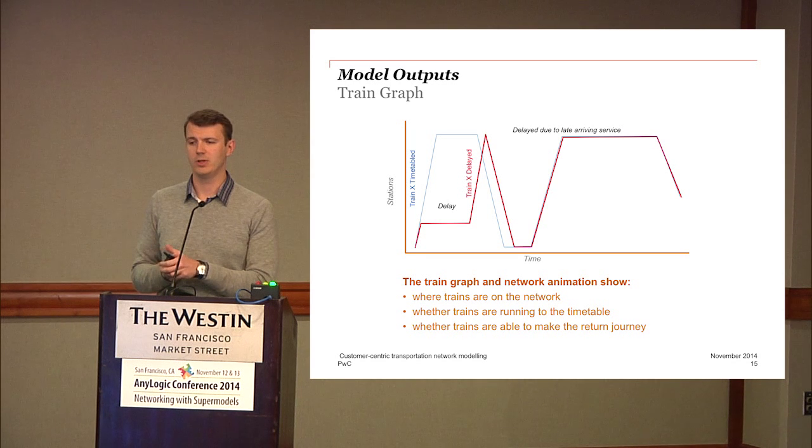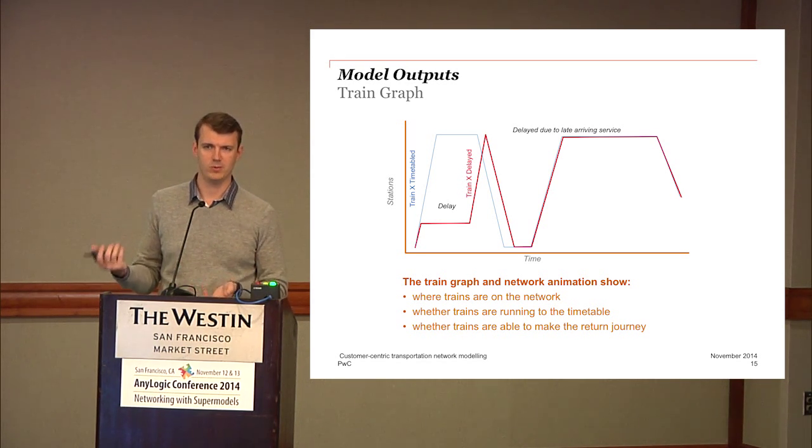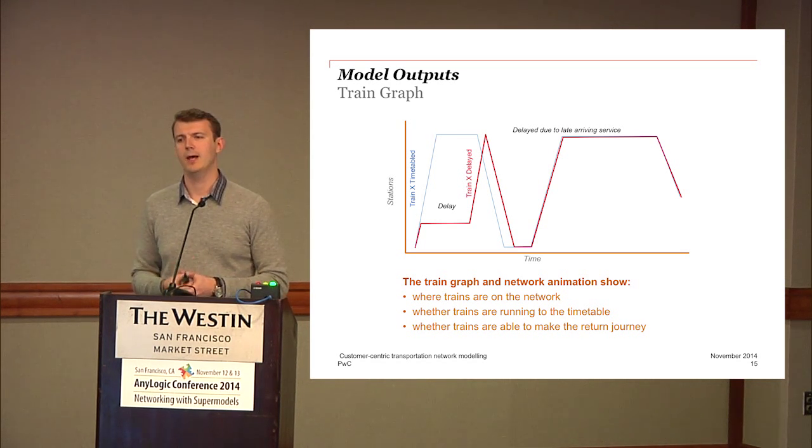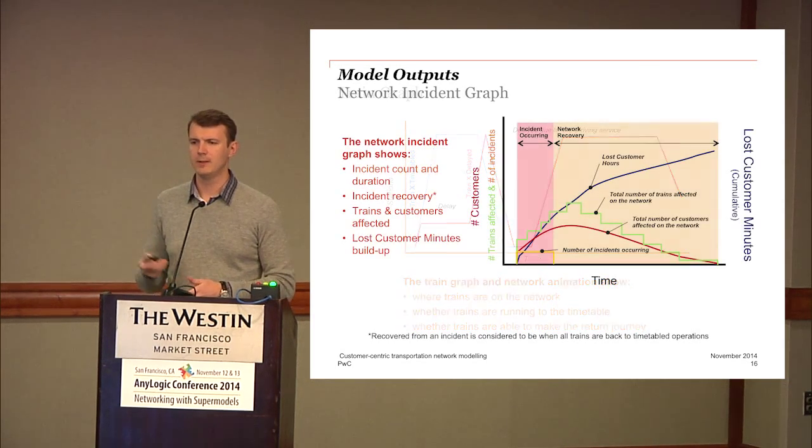So the client found that type of output very important because that's kind of a conventional way of representing train movement in a network, and it was very easy, very familiar to them, it was very advantageous.